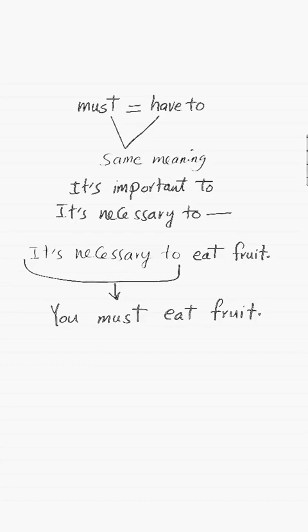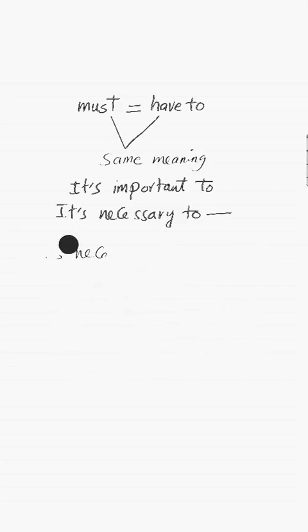Eat fruit. You must eat fruit. Also, you can use have to here. Just remove must and write have to. You have to eat fruit. Does that make sense, guys? Well, that's all about the meaning of must and have to, and how the question could be in the test.